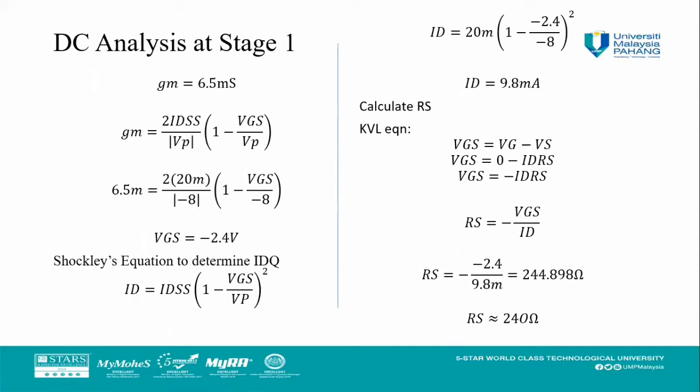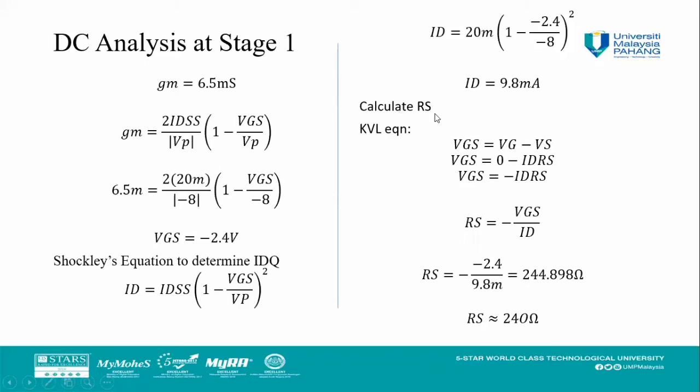GM is equal to 6.5 millisiemens, and we have the GM formula equal to 2 IDSS over VP times 1 minus VGS over VP. Substitute our values and rearrange the equation. We have VGS equal to minus 2.4 volts. Using the Shockley equation, ID equal to IDSS times 1 minus VGS over VP squared, and substituting the values, we have ID equal to 9.8 milliampere.